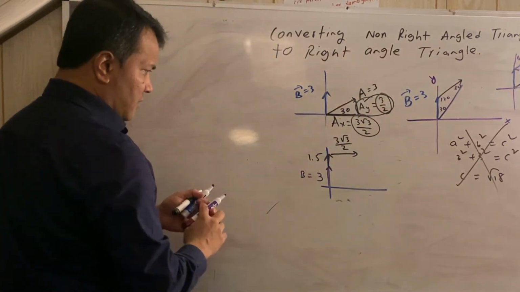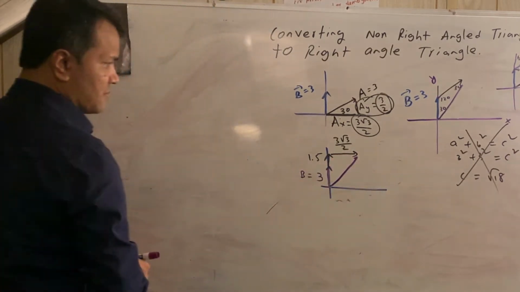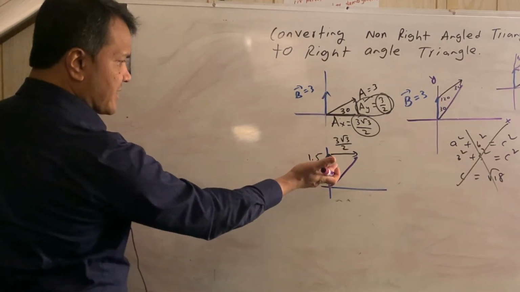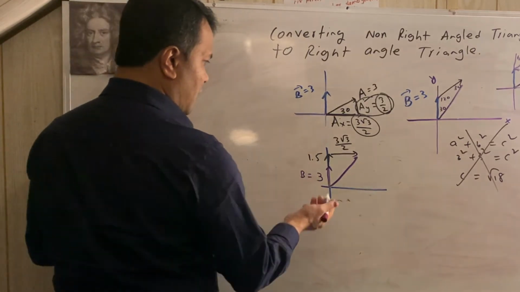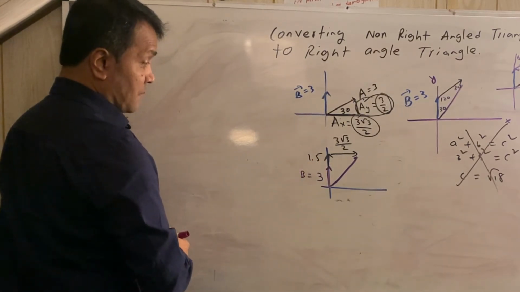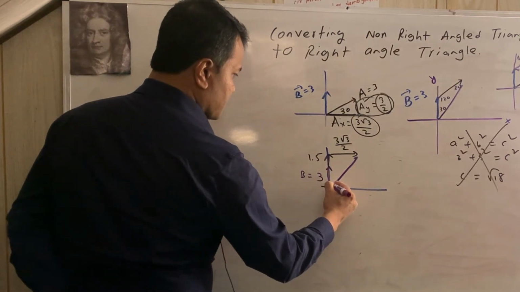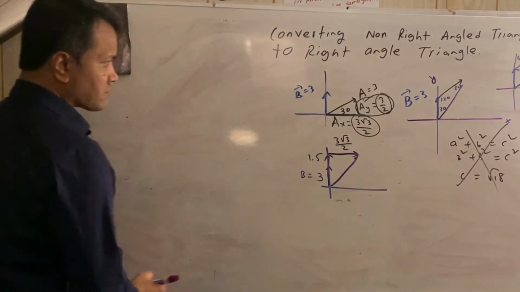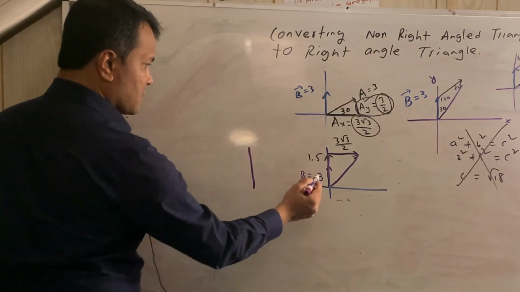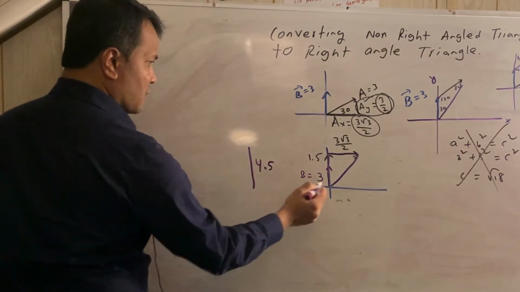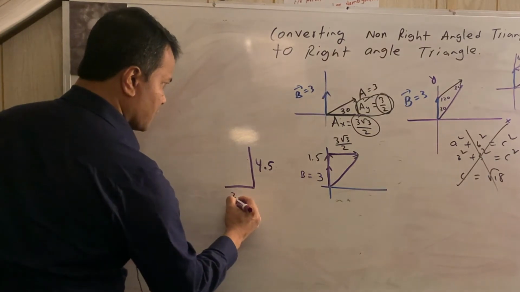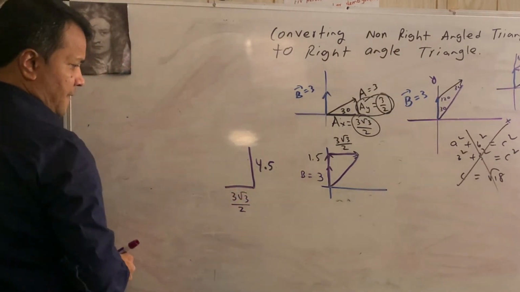Now I have a right triangle. So now I just made a right triangle. I can redraw the right triangle a little nicely, but this is as good as anything. I can redraw it nicely, but I don't need to. This is fine. This is a right triangle. All right, so then we have the y component, which is 4.5, and we have the x component, which is this one, 3 root 3 over 2.